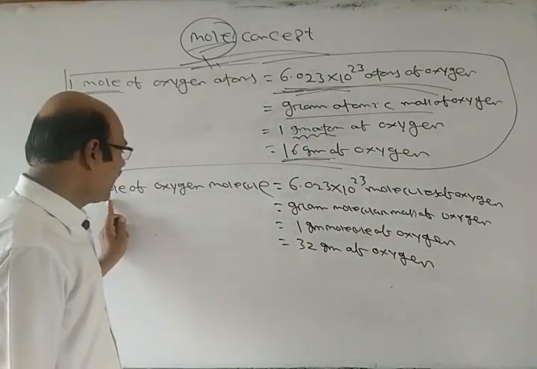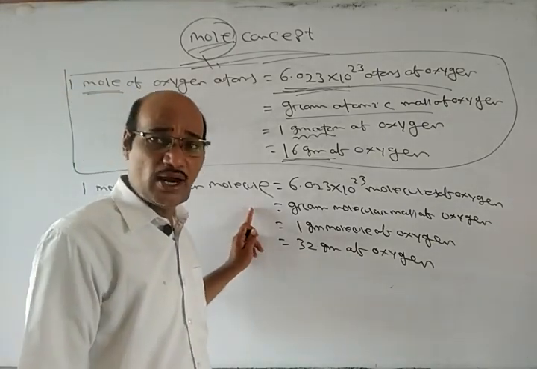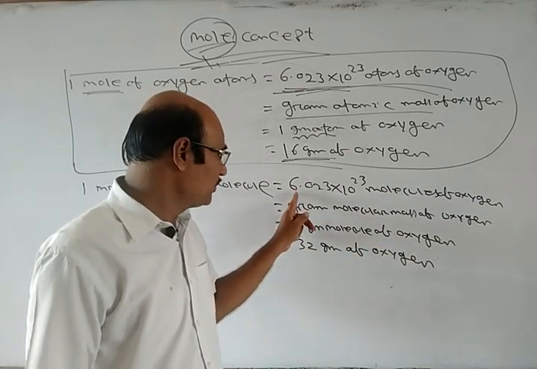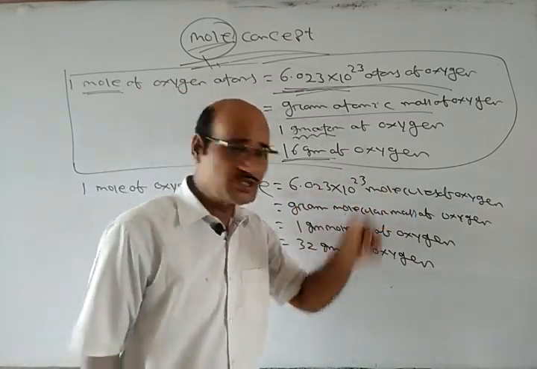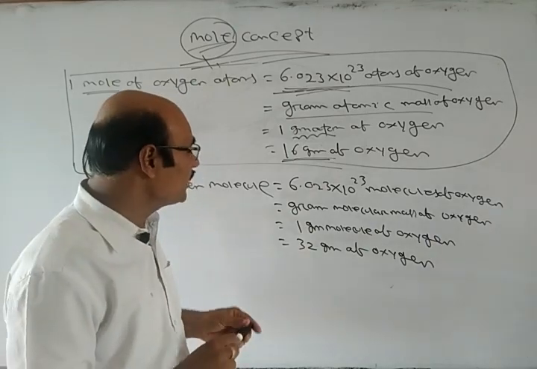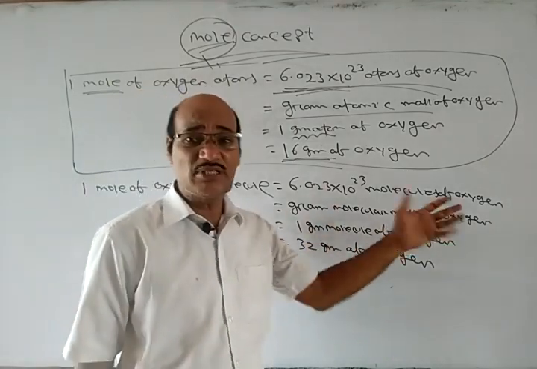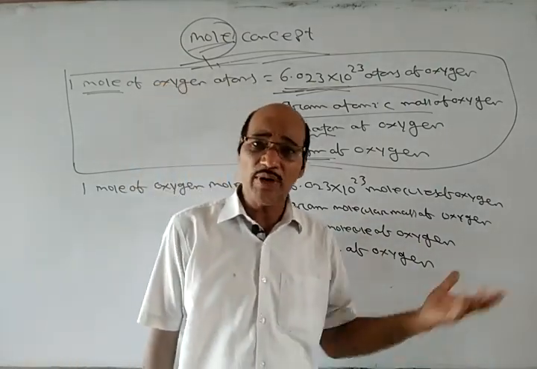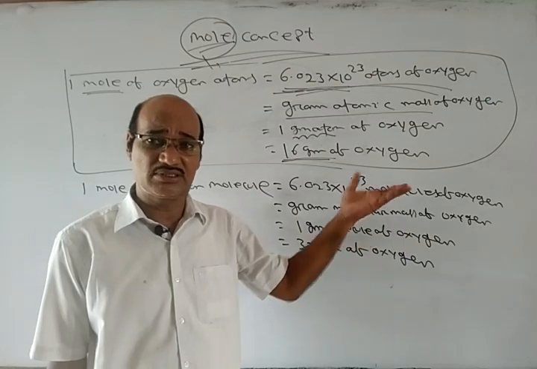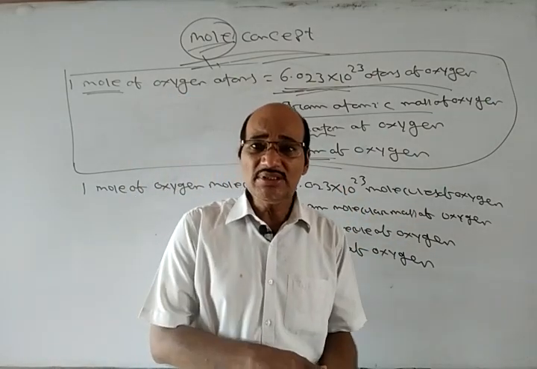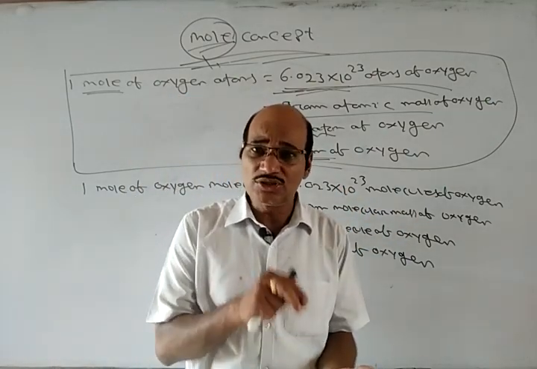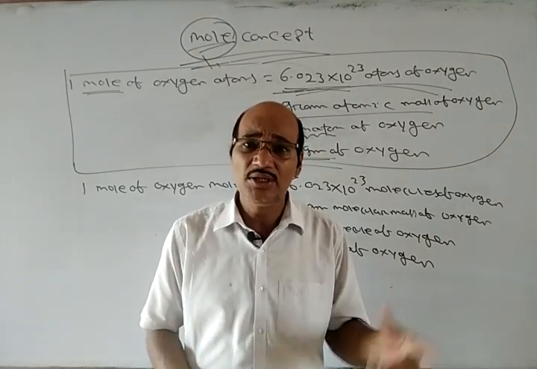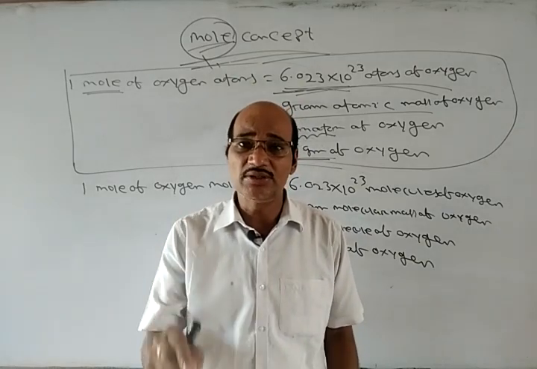Okay. So 1 mole of oxygen molecule is equal to what? This Avogadro's number of molecules. There are 6.023 into 10 power 23 molecules of oxygen. And this is equal to what? Gram molecular mass of oxygen. Because we know the mass of Avogadro's number of molecules is equal to gram molecular mass. We have already discussed this in the molecular mass chapter in the last class. So we have seen that the molecular mass of oxygen is equal to 32 gram, and 32 gram is equal to how many molecules we obtained? 6.023 into 10 power 23 molecules.